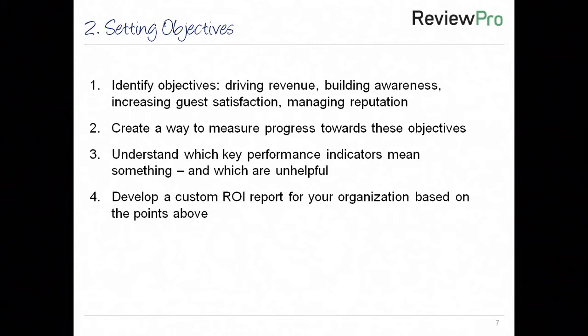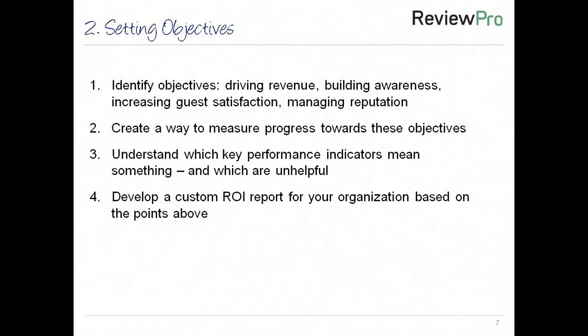So once you've done that, you need to create a way to measure progress toward these objectives. And to do that, what you need is to understand which key performance indicators mean something and which are really unhelpful. There's too many what we call vanity metrics out there, and we're going to come back to this. Daniel will explain this in a little bit more detail later, but you want to be looking at numbers that actually are going to tell a story and that provide that direction.